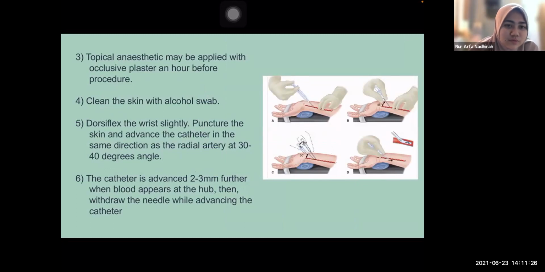As usual, we can also apply the topical anesthetic, and we clean the skin with an alcohol swab. We dorsiflex the wrist slightly, and we puncture the skin in the same direction as the radial artery at a 30 to 40 degree angle, which is more if we compare to the peripheral venous cannulation earlier. And the catheter is advanced 2 to 3 millimeters further when blood appears at the hub. Then we withdraw the needle while advancing the catheter.